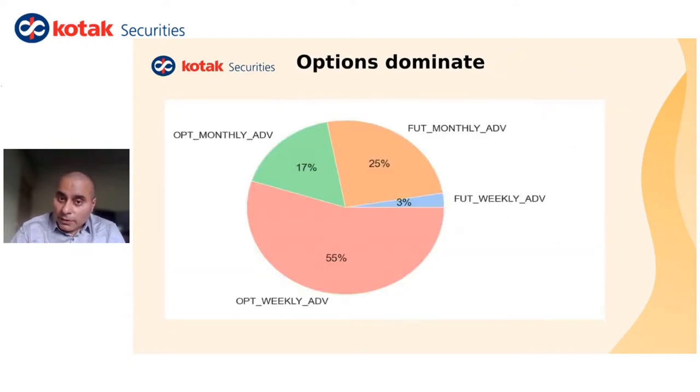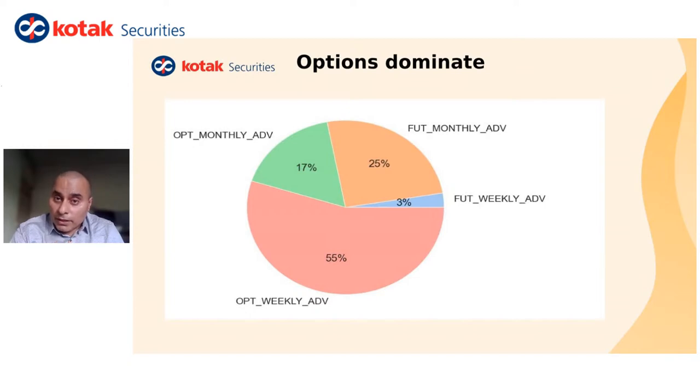Now, the next slide will actually point to from where the volume growth is coming. In this quarter, on average, almost 60% of the ADV is coming from the weekly options. Around 20% is coming from the monthly options. Matlab agar hum log weekly aur monthly ko combine karein, to karib karib 75% ka ADV is coming from options. So just imagine, in a market, out of $100 of volume, $75 is coming from options.